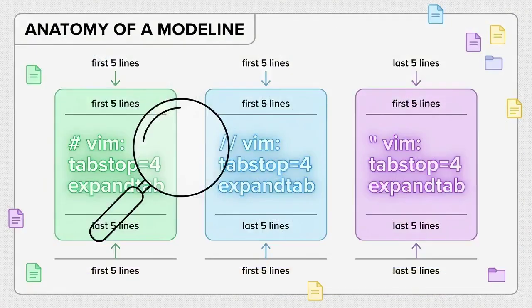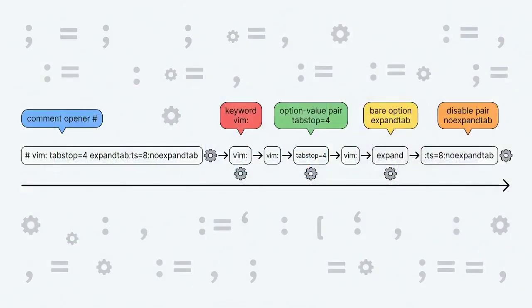Modelines are special comments placed near the top or bottom of a file, within the first or last modelines lines, which defaults to 5. Vim automatically scans these lines when you open the file, and applies the settings embedded inside. The beauty is that the comment uses whatever syntax that language already understands. A hash for Python, double slashes for C, or a double quote for Vim script itself. Let's break down the exact format.